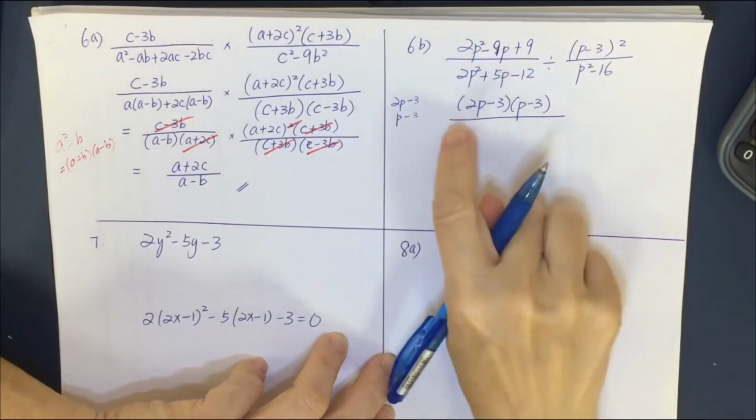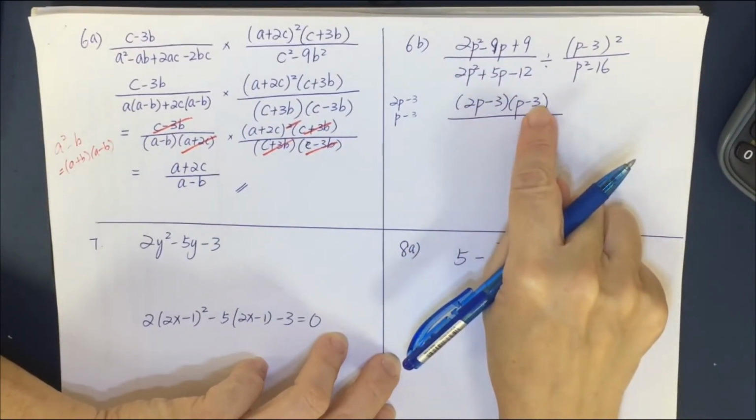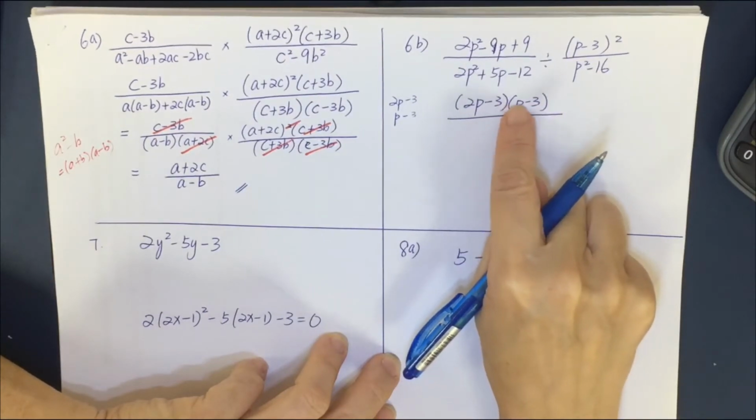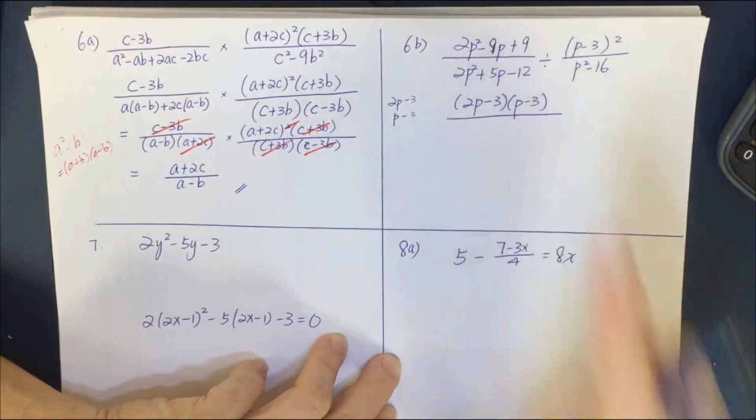You can see when you expand out 2p times p, 2p squared. 2p times negative 3 is negative 6, and then negative 6, negative 3, so that will be negative 9. Then this 2 multiplied is your 9.